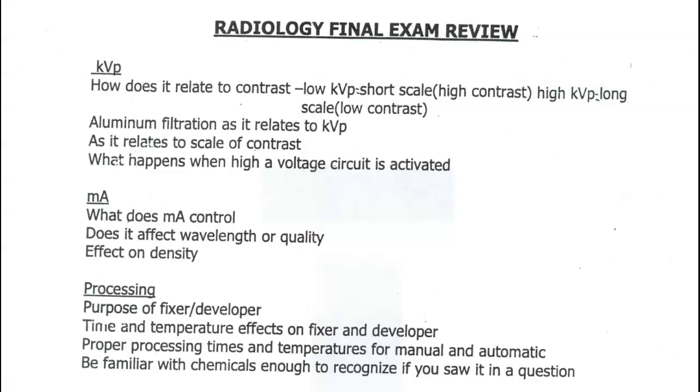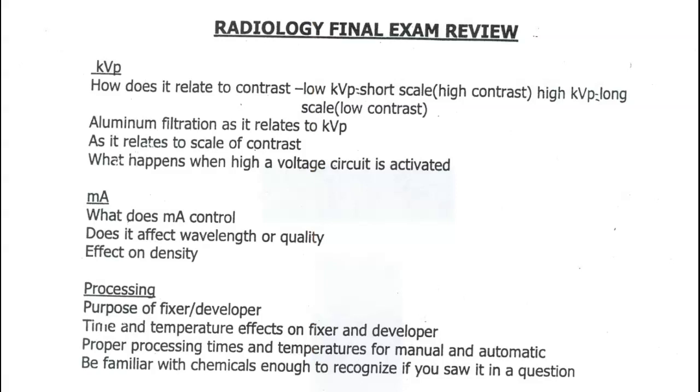It's the opposite with high KVP. Turning the KVP up means that the x-rays will get through more structures to get to the film or the sensor, so you're going to have more shades of gray. So with the more shades of gray, you have a longer scale, and there's not as much difference between each shade, so you have a low visual contrast, but a longer scale.